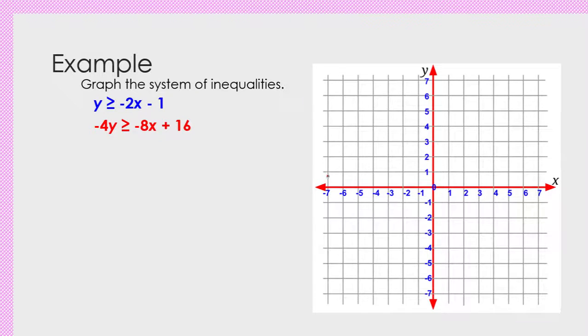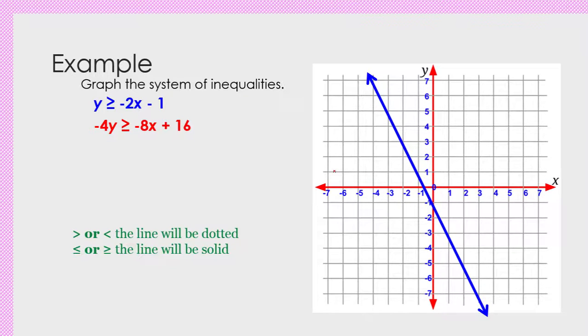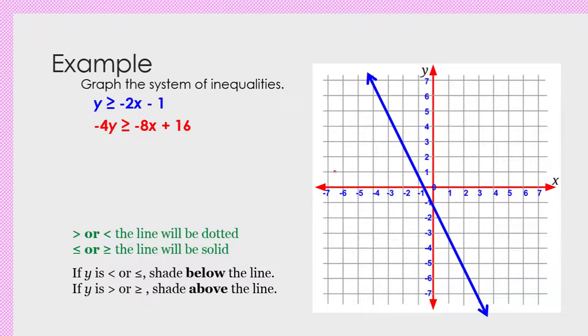Alright, let's try another one. This time we want to graph the blue line first, because the blue line is already in slope-intercept form. Again, determine dotted or solid. It is going to be solid. And now we determine, is it shading above or below? It is a greater than or equal to symbol. That means we are going to shade above the line.